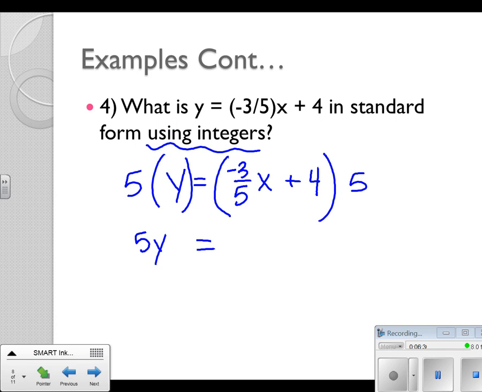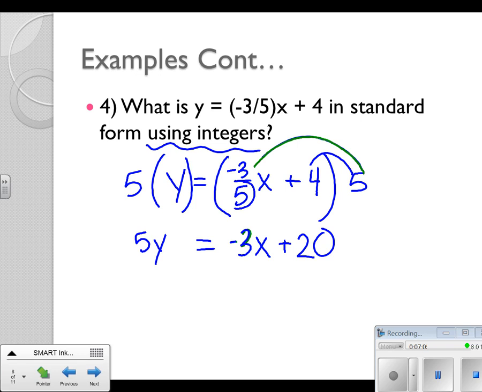When we distribute the 5 to both terms inside the parentheses, 5 times negative 3/5 gives us negative 15 over 5, and we know that negative 15 over 5 gives us 3, or I'm sorry, negative 3. Looks like I'm holding the green here. We get negative 3x. Now that rational number is gone, and then plus 5 times 4, which gives you 20.